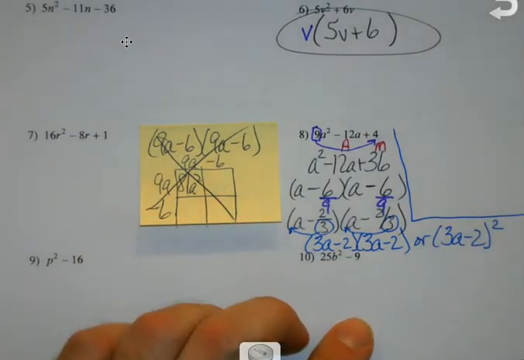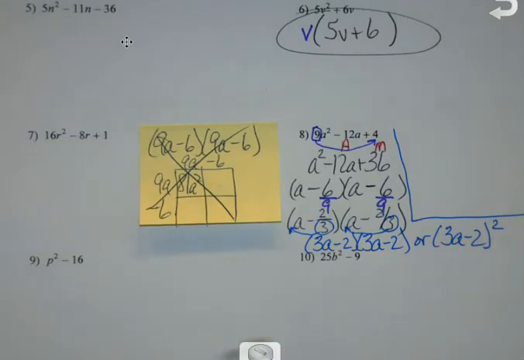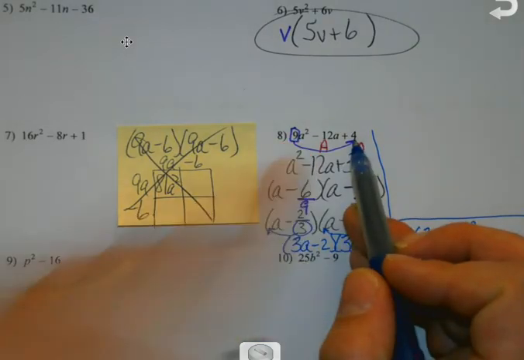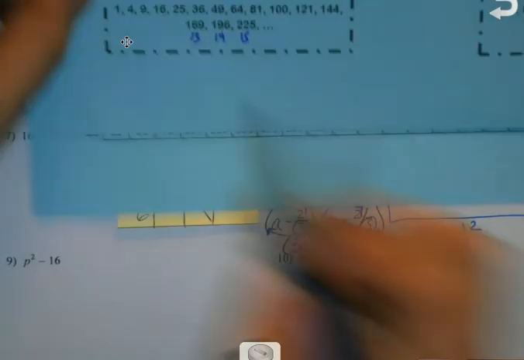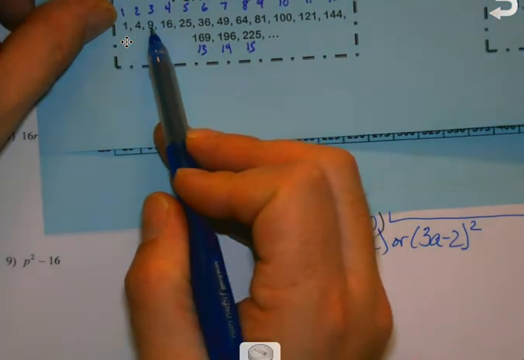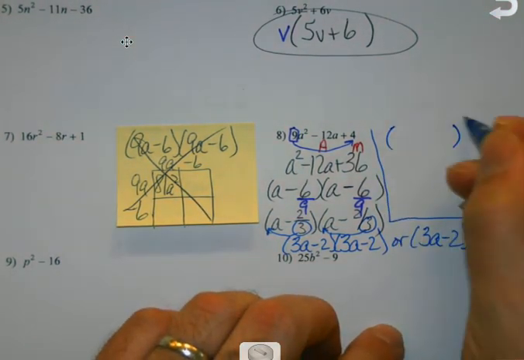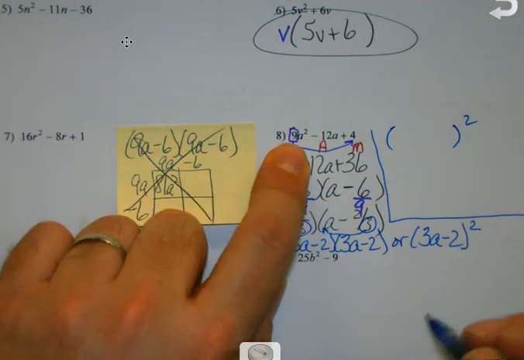My other option, which goes faster, but I've got to learn to recognize it, is to look at your first and last terms. They're both perfect squares. So if that's the case, what I can do to make this go faster is: what do you square to get 9a squared?